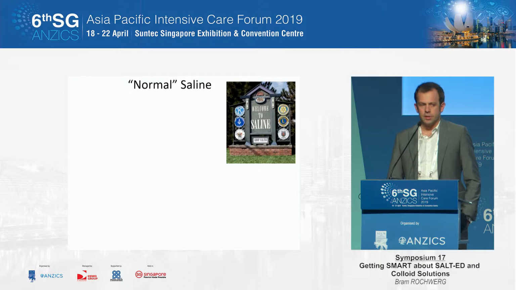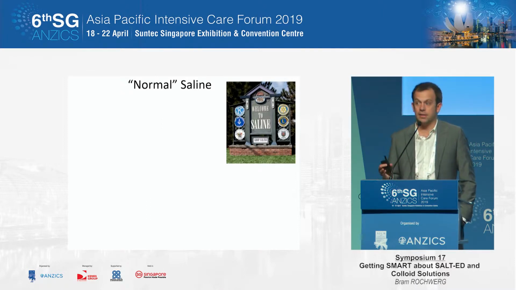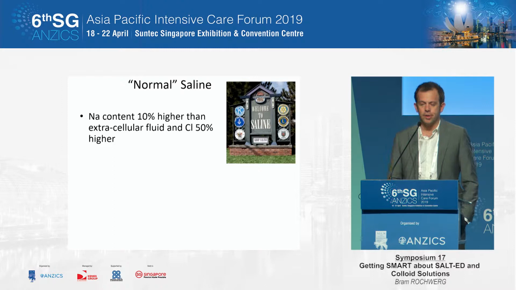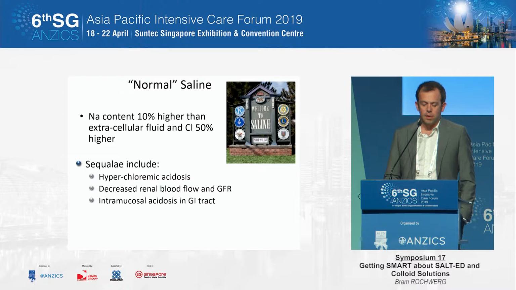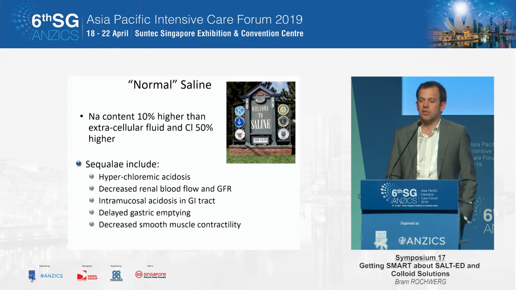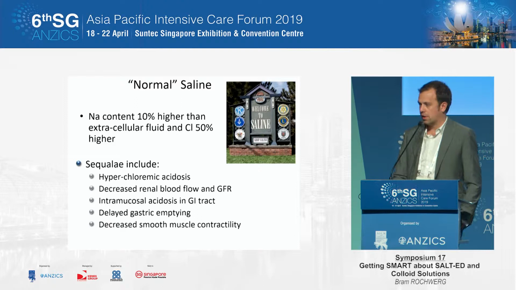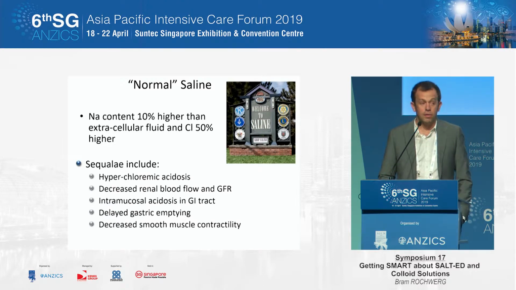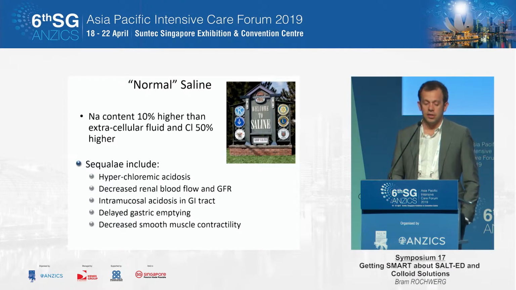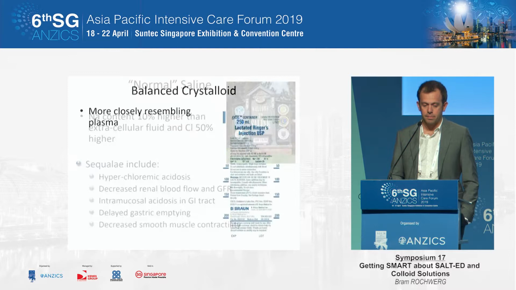In terms of crystalloids, there's probably two big categorizations. There's normal saline, which I think a lot of us are familiar with. Despite the fact that it's called normal saline, it is far from normal, containing a sodium content 10% higher than that of ECF and a chloride concentration 50% higher. And at least in animal models, we have a building body of evidence to suggest a number of harmful sequelae, including the effect on renal blood flow and GFR, the effect on smooth muscle activity, in addition to hyperchloremic acidosis.